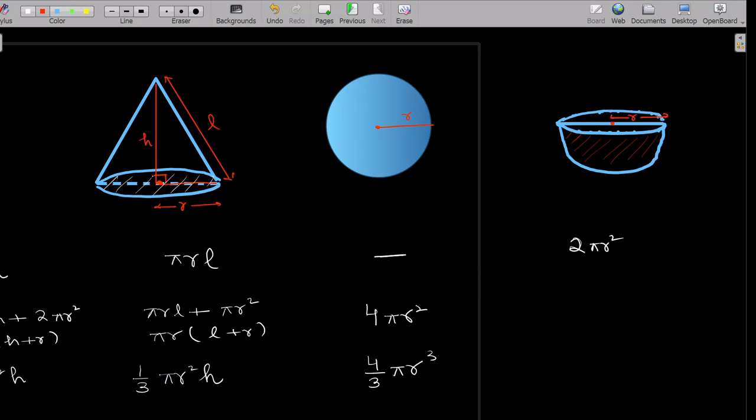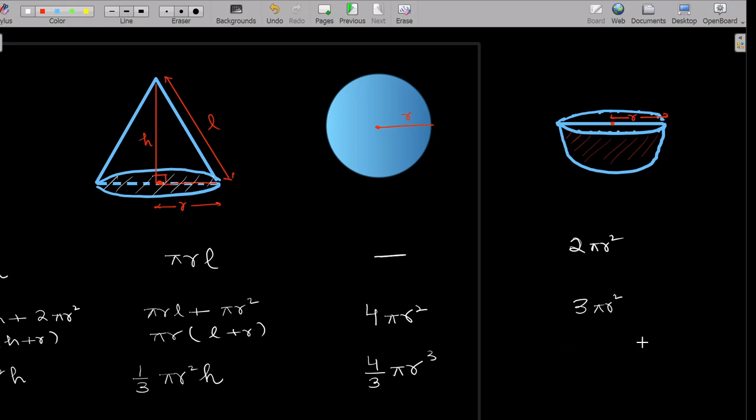So what will be the total surface area of hemisphere? If it's half, and then the total surface area, will it be 2 pi r squared plus pi r squared? Yes, so that's going to be 3 pi r square: 2 pi r square plus pi r square.